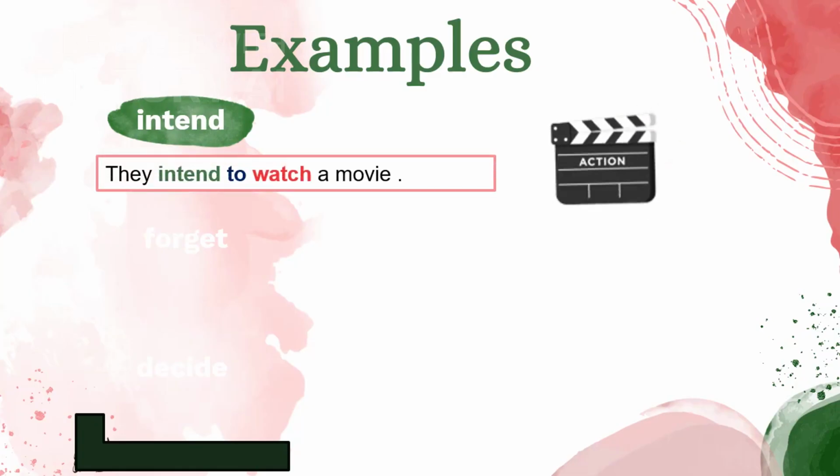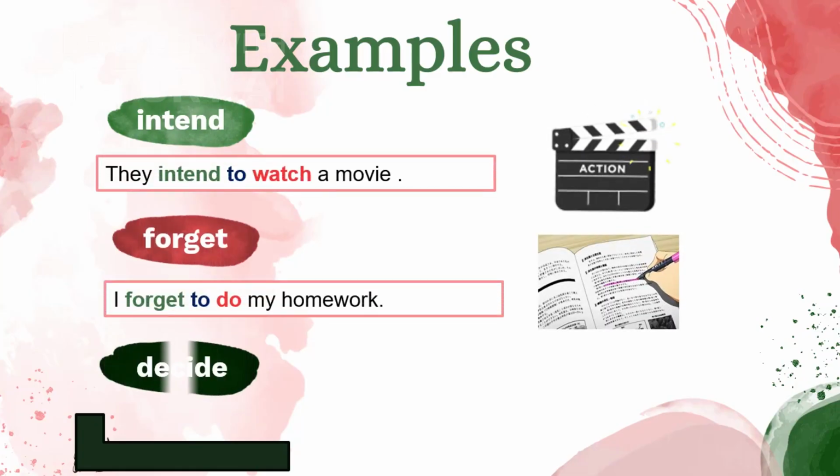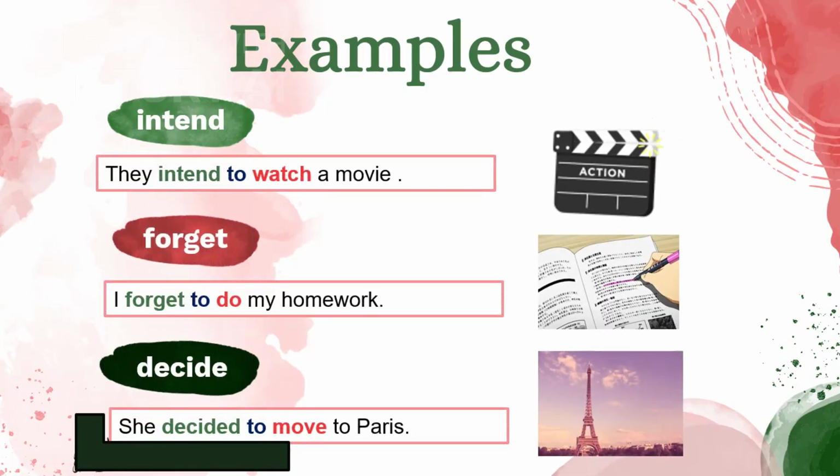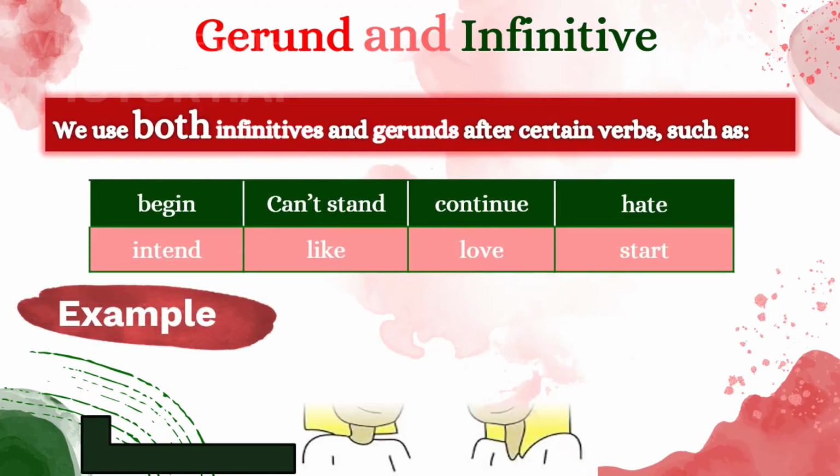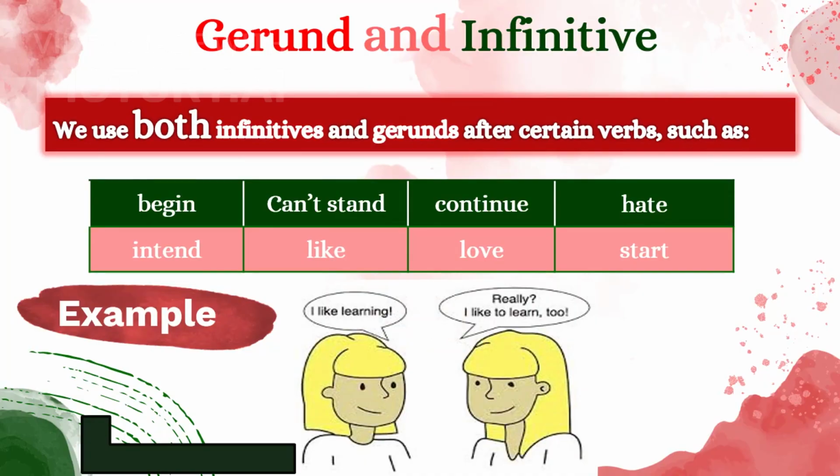Consider these examples. They intend to watch a movie, I forget to do my homework, and she decided to move to Paris. Infinitives help express future actions and intentions. Some verbs can be followed by both gerunds and infinitives, such as begin, love, and hate. This flexibility allows for varied expression in our language.